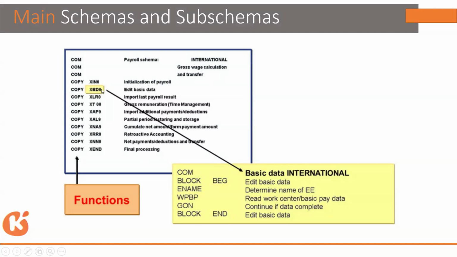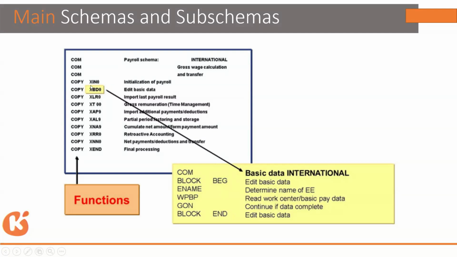Each subschema always starts with block begin and block end. This is the start and this is the end, and in between they will have function and formula. Like this, you can see all these details. This is just a comment, telling you that X stands for international. So wherever you see this X, it is for international.